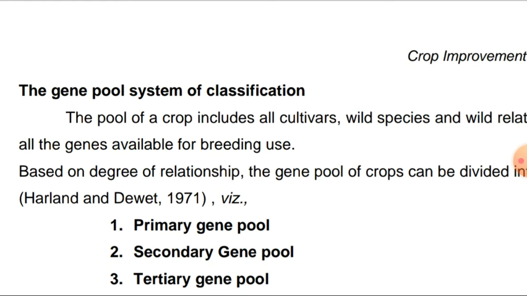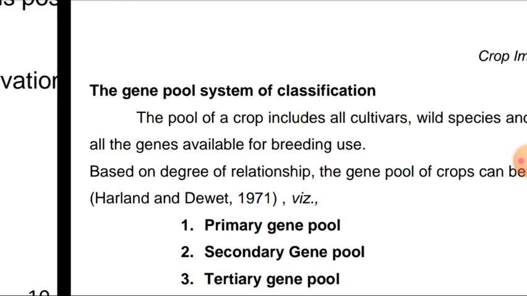And the third criterion is the tertiary gene pool, that is, GP3. It produces sterile hybrids on crossing with the primary gene pool. So genetic material that leads to the production of sterile hybrids on crossing with the primary gene pool is called the tertiary gene pool. Transfer of genes from such material to the primary gene pool is possible, but we require special techniques. So this is the classification on the basis of degree of relationship.